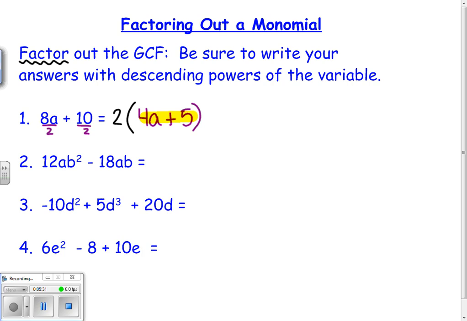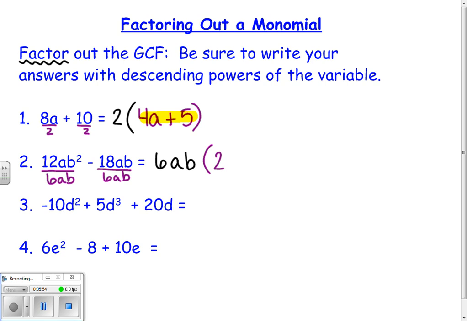So number 2, the GCF of a 12 and an 18 is a 6. An A and an A is A. A B squared and a B is B. And then, in parentheses, I need to say what's left if I divide each of these terms by a 6AB. So I tend to show that. It's a little easier for me. And remember, the big numbers are dividing.